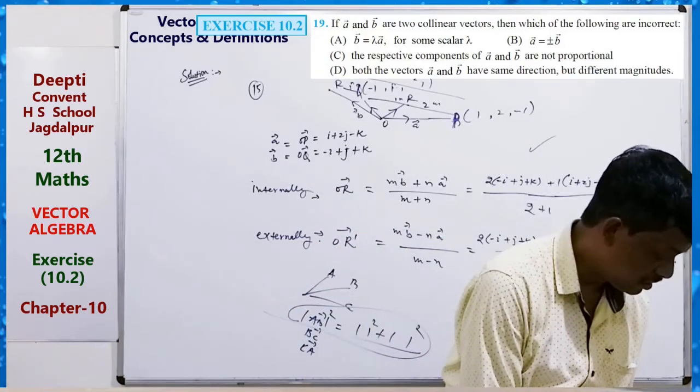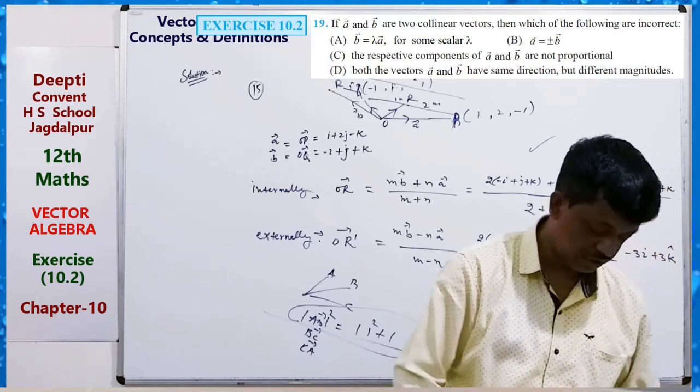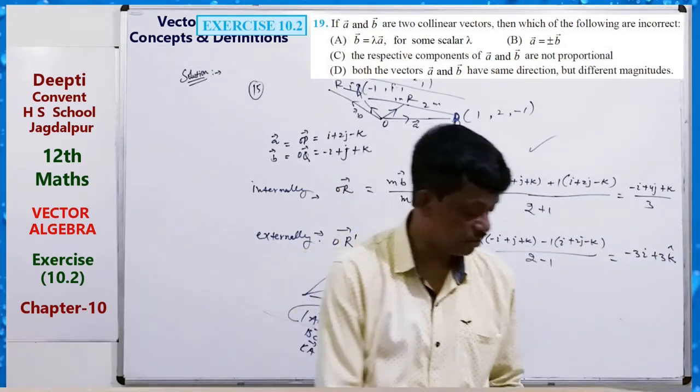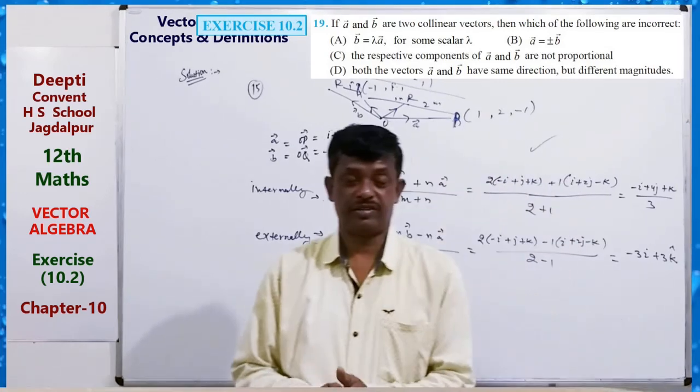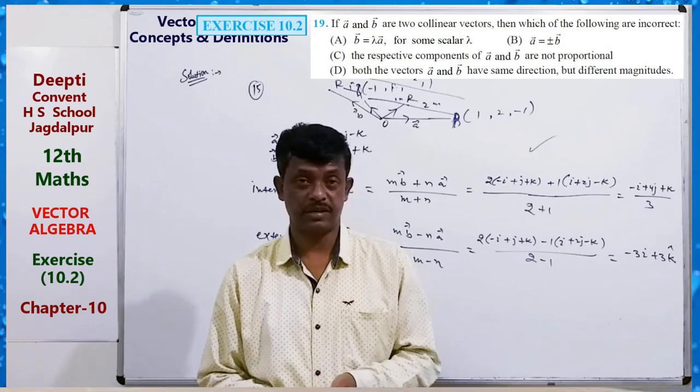Okay, so this was the question exercise 10.2. In the next class I will discuss the dot product, the scalar product of vectors. So for attendance, send me the PDF file.